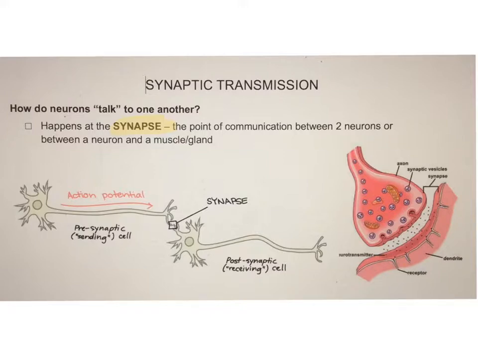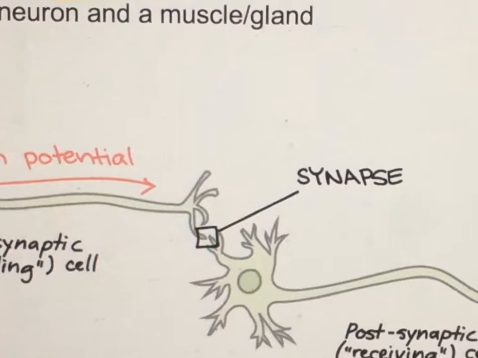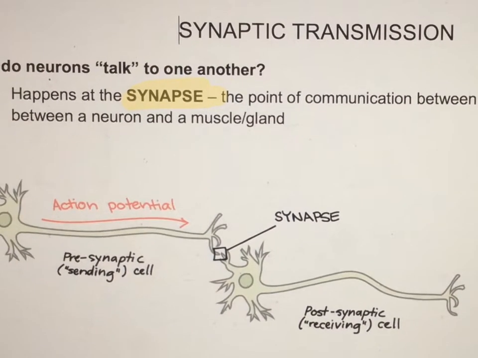If you look here, this is the axon that the signal is coming down. The action potential that we discussed in the last lesson is coming down into the axon terminal, and then you can see that there's a space between the axon terminal and the dendrite of the next neuron. That little gap is the synapse. It's essentially the point of communication between those two things.